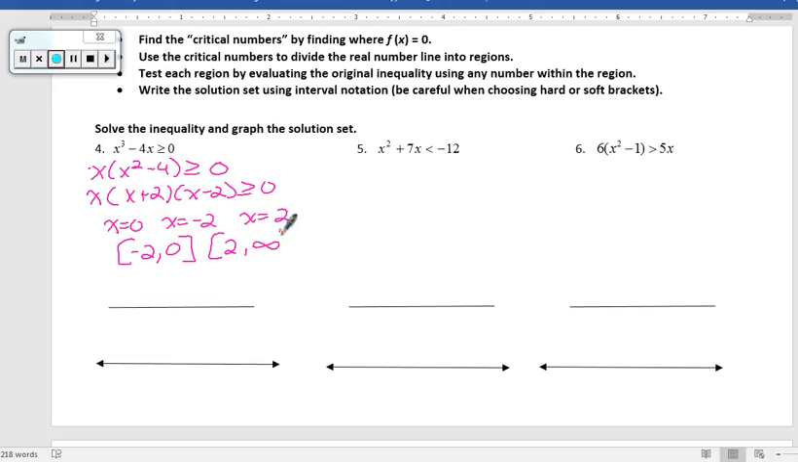2 to infinity. And you're probably asking, how do you know that at this point? So what you want to do is once you get your answers here, so we have negative 2, we have 0, and we have positive 2.